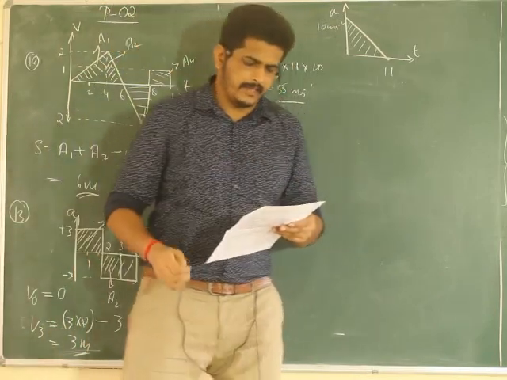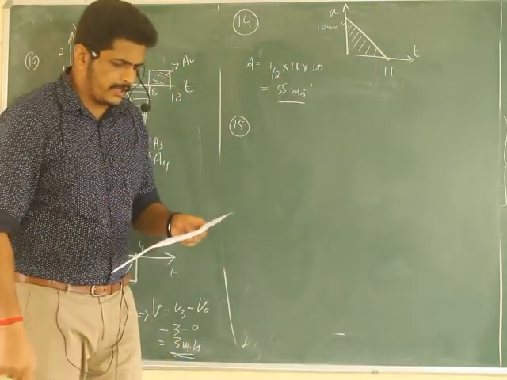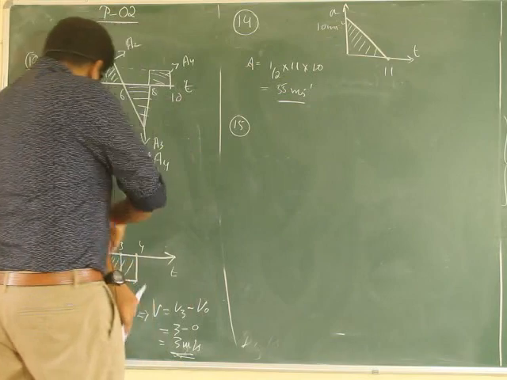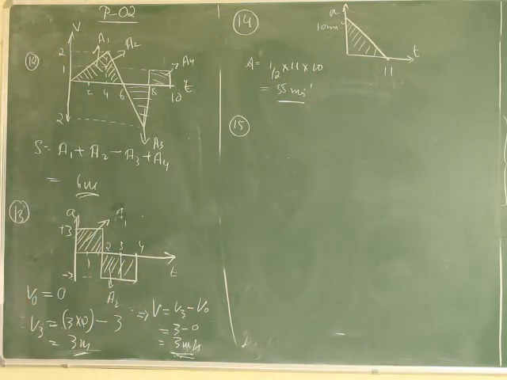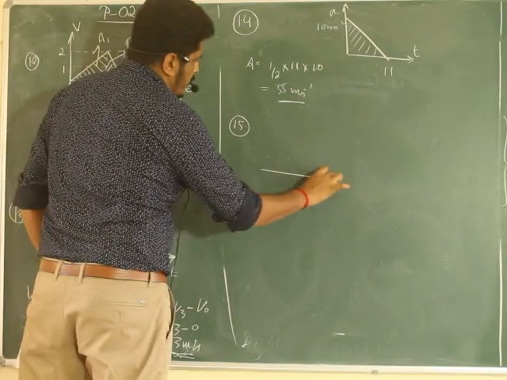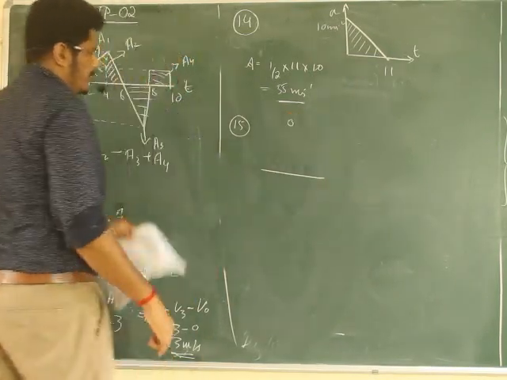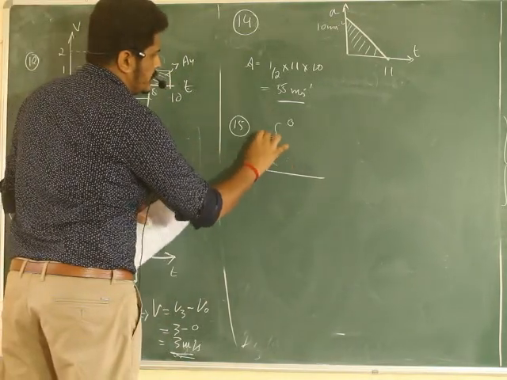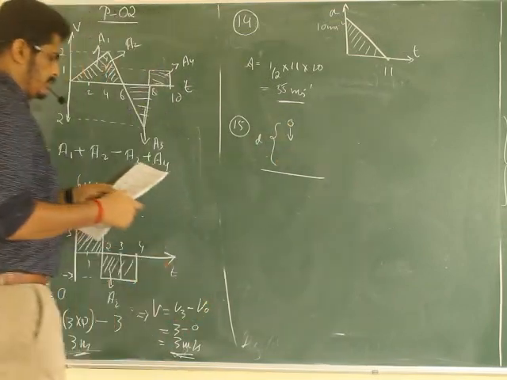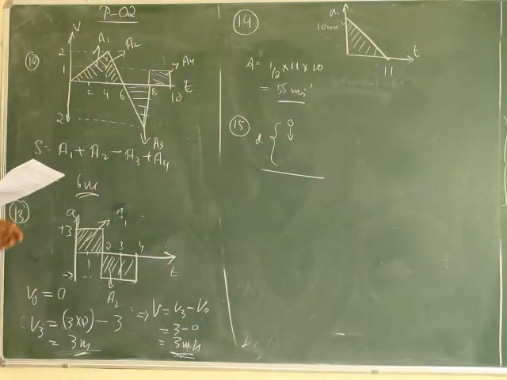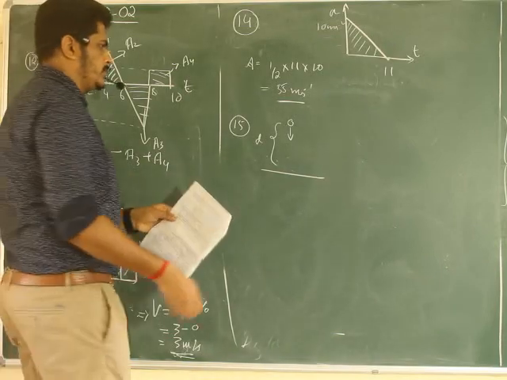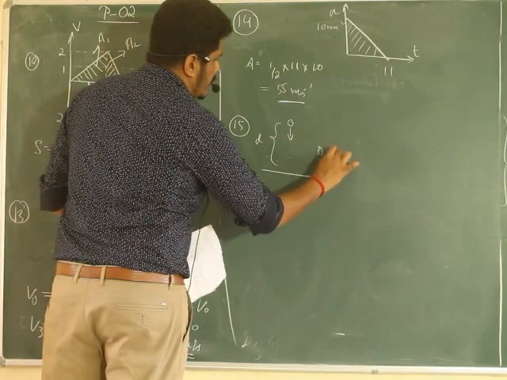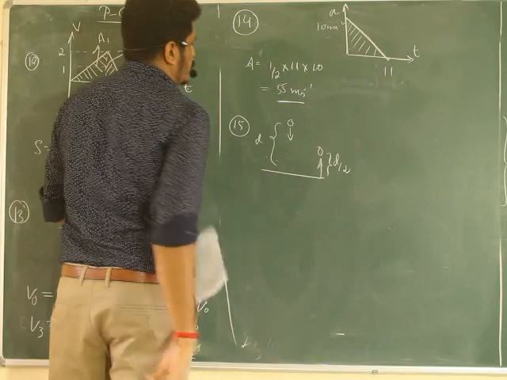Question number 15. I will read the question. A ball is dropped vertically from the height D above the ground. Let me draw one rough diagram. A ball is there. The ball is dropped vertically from the height D. So let me take this height as D. Vertically it is dropped on the ground. It hits the ground and bounces up vertically to a height D by 2. So soon after it bounces back, it will rise up to a height of D by 2.